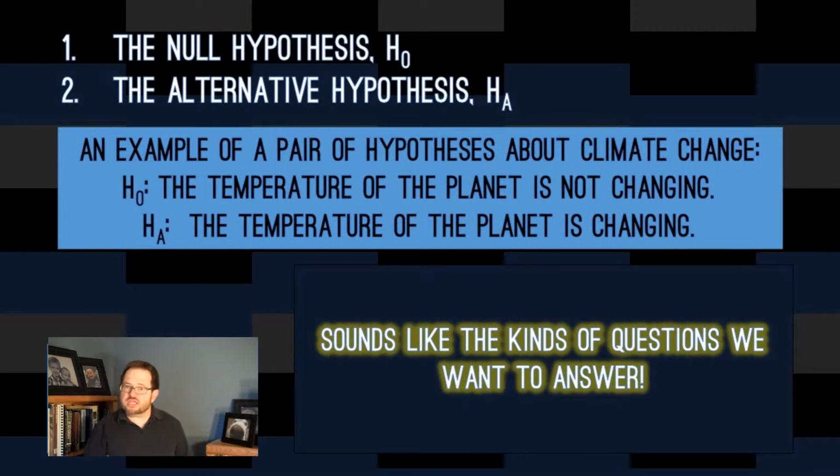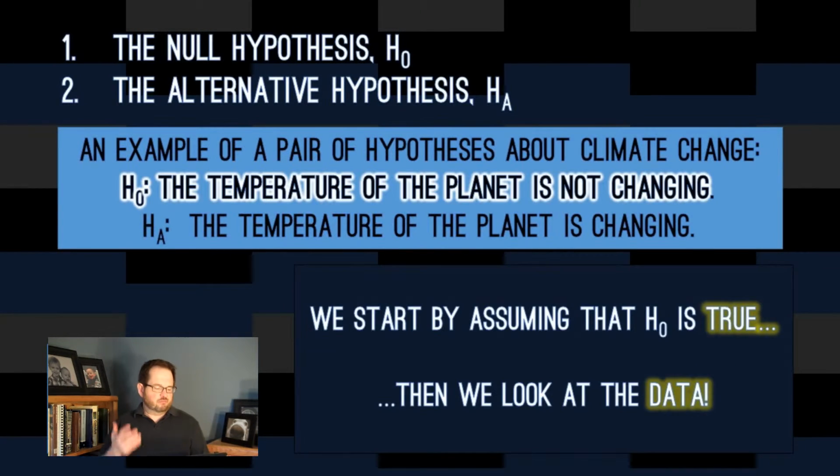Well, let's actually take a look at this in the context of climate change. I could make a pair of hypotheses. Let's say my null hypothesis, H naught, is that the temperature of the planet is not changing. And then the HA is the temperature of the planet is changing. Okay, they're exhaustive. Either the planet's temperature is changing or it is not. Alright, they are mutually exclusive. Only one of those two things can be true. They cannot both be true. So they can't both be false and they can't both be true. Alright? And frankly, this sounds like the kind of question our society needs an answer to.